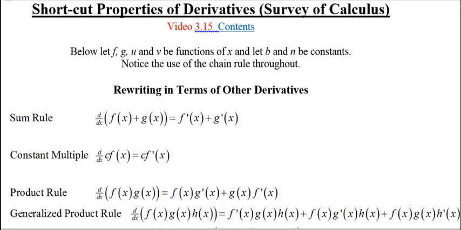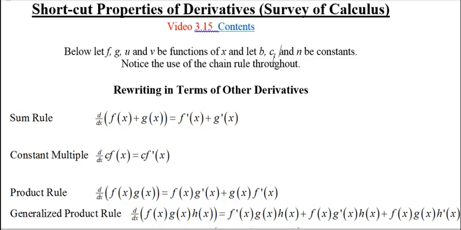Okay, so first, a word about the letters. If f, g, u, and v appear, they are functions of x. But when you see b, c, and n, those will be constants. And I've rewritten everything in terms of the chain rule, so I've written those out throughout this set.